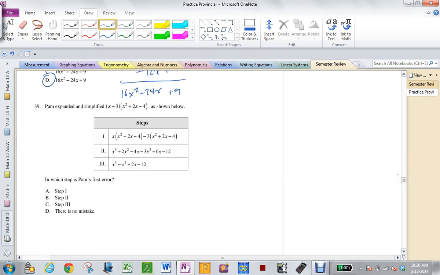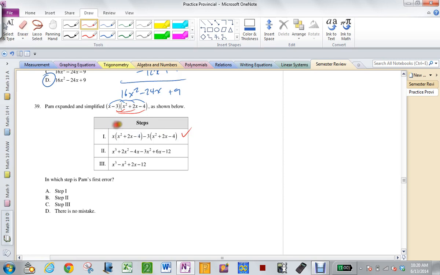Pam is simplifying number 39. Lovely work here, Pam. To simplify that, she took x and multiplied it by everything. There it is. Then she took 3 and multiplied it by everything. There it is. Yay, good job, Pam. Now we check. X cubed. Oh, Pam's on fire.